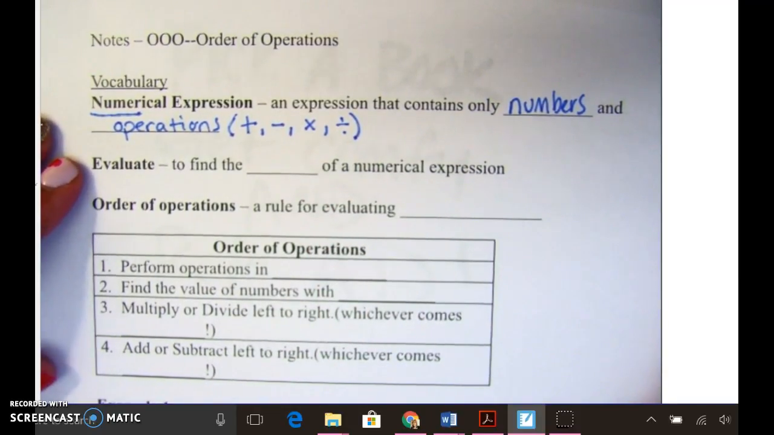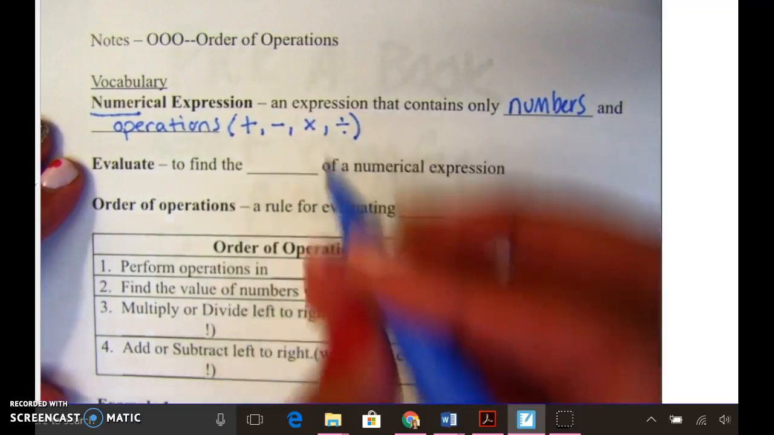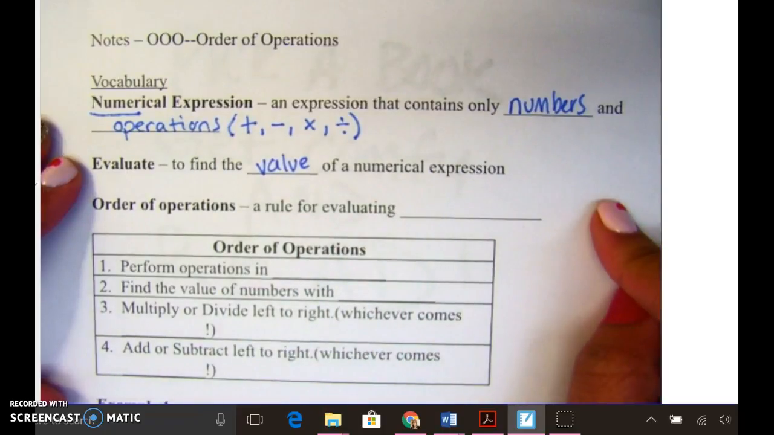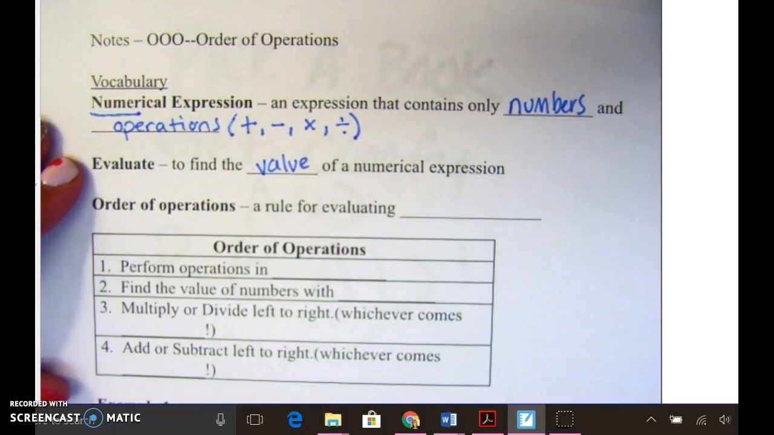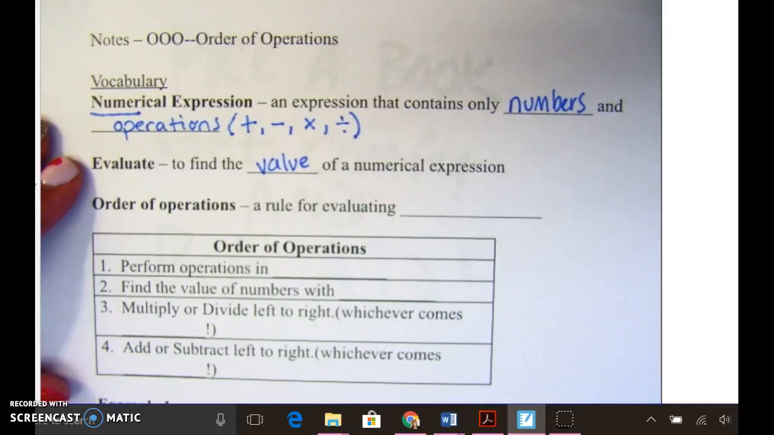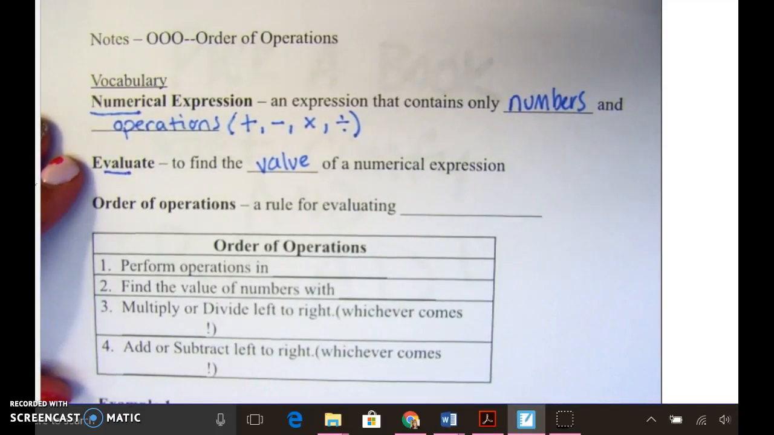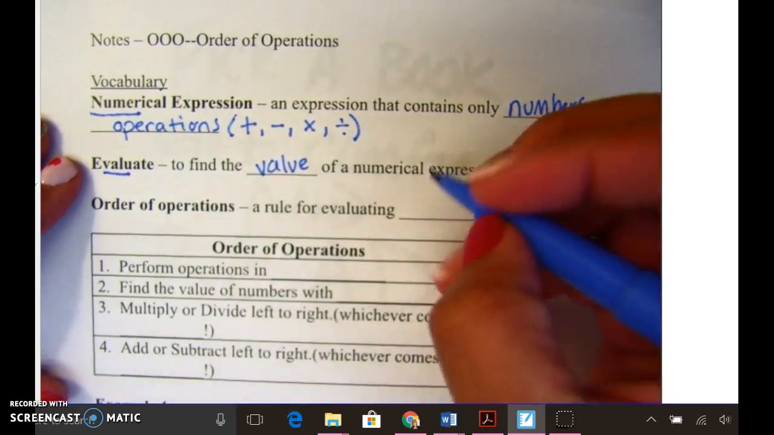Evaluate. If you ever see evaluate, that means to find the value of the numerical expression, which means that when you add, subtract, and multiply the numbers, what does it equal? And you even see the word value in the word. Order of operations is a rule for evaluating expressions.